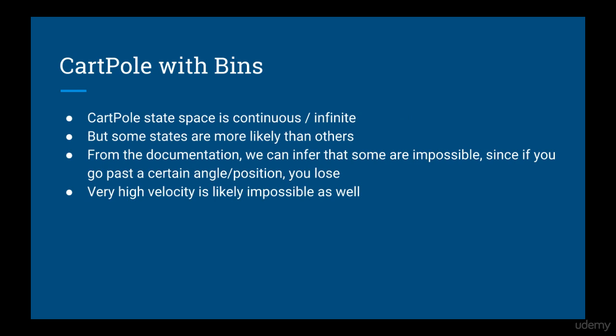So this lecture is called CartPole with Bins, and I said earlier we're going to use the tabular method. This should give you a big hint about what we're about to do. We know that because the state space in CartPole consists of continuous variables, the state space is actually of infinite size. However, there are some states that are more likely than others. We know from reading the documentation that if we pass a certain angle or a certain position, the episode is going to end. So we know that while some states are technically possible, they are unreachable. We also know that attaining an infinite or very large velocity is highly unlikely, most likely also impossible.